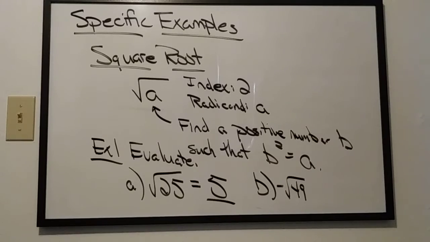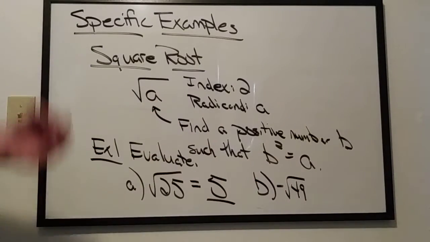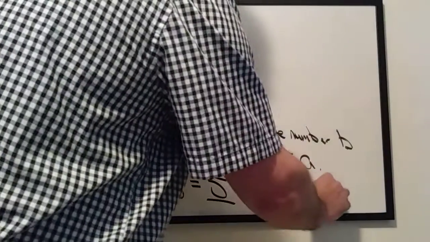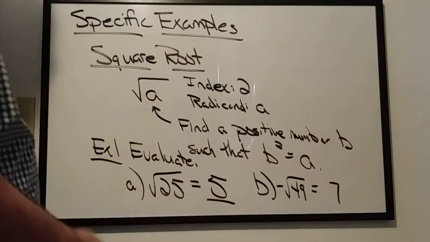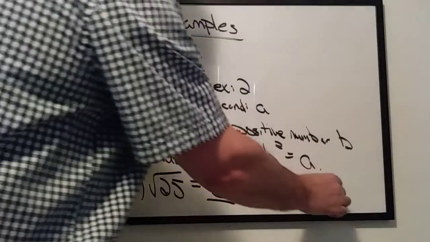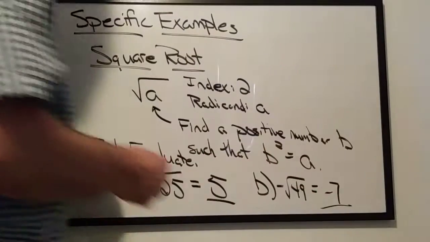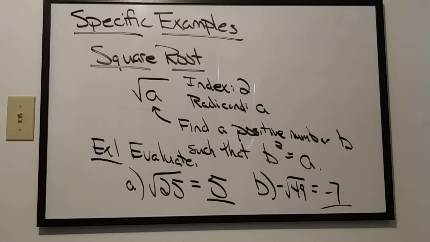Well, okay, let's see what we can see. Square root of 49, a number that I can square and get 49 back, that's going to be 7. And once I realize this negative in front is simply going to change the sign, I'm going to change the sign of my 7, and we have an answer that's negative. So our final answer on this, negative square root of 49, is going to be the answer negative 7.